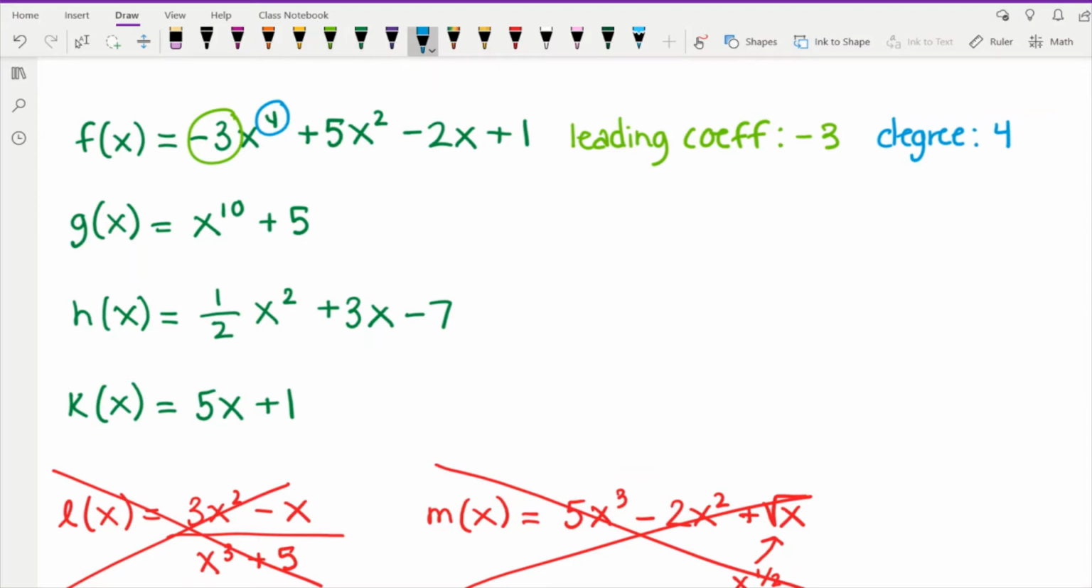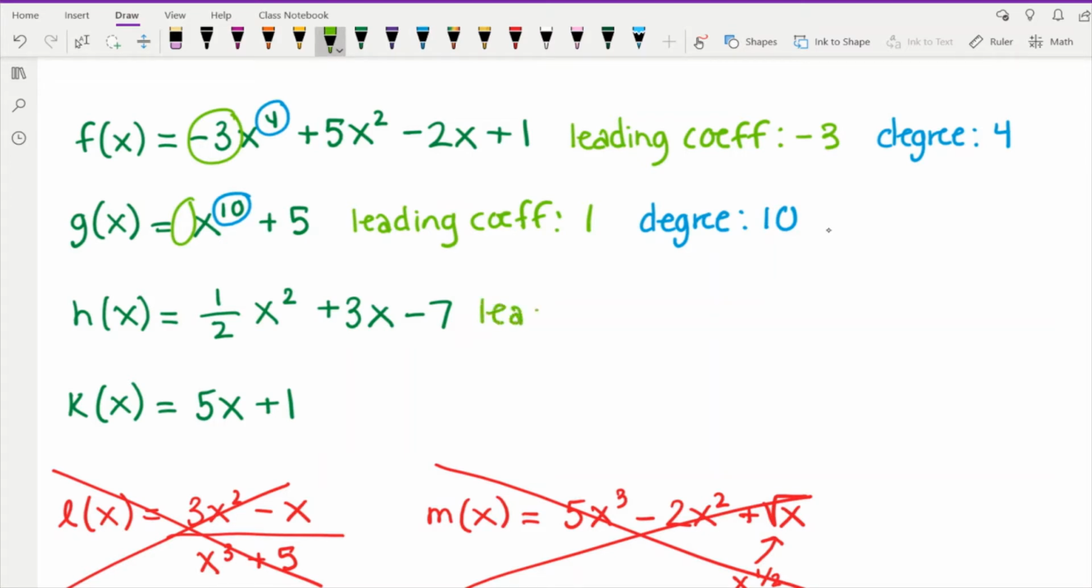Okay, what about this next one? In this case, we don't really see a number being multiplied with x to the 10th. However, we can say that the leading coefficient would be 1, right? Because if you really wanted to, you could write this as 1 times x to the 10th. And then what is the degree? Well, again, the degree is just whatever that highest power of x is. So in this case, the degree is 10.